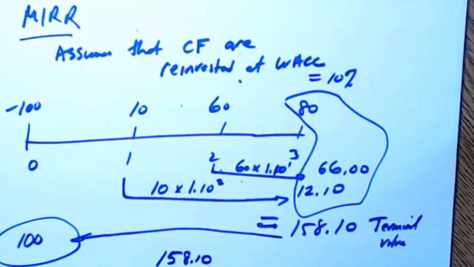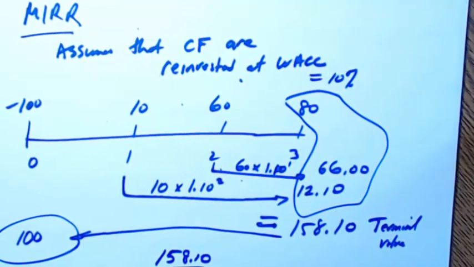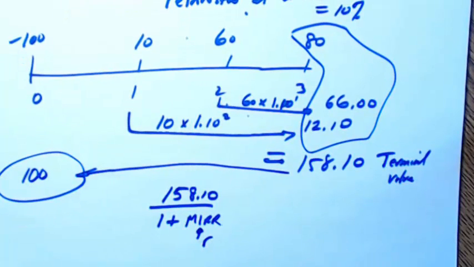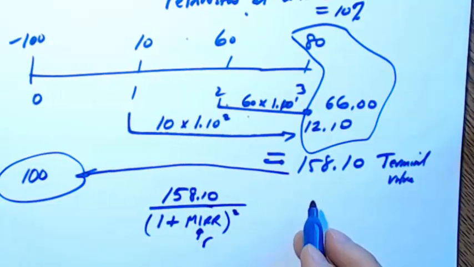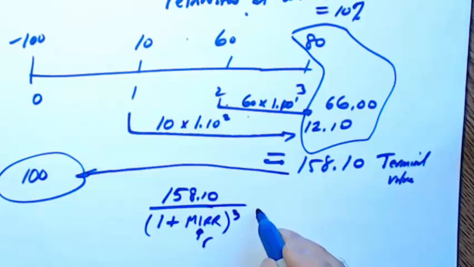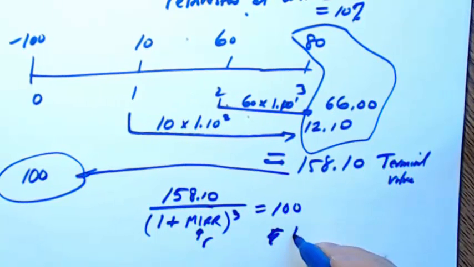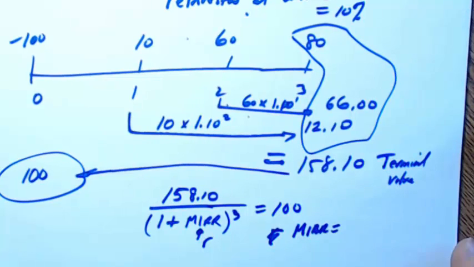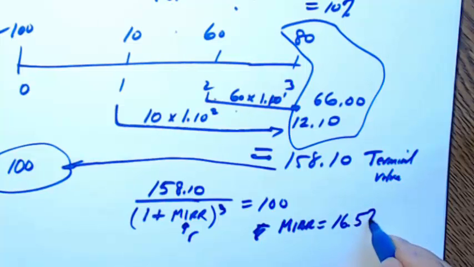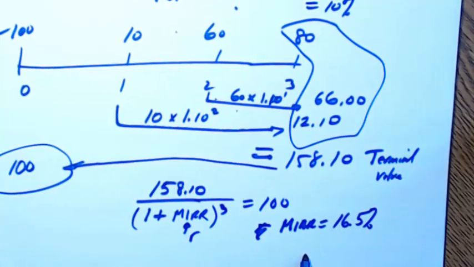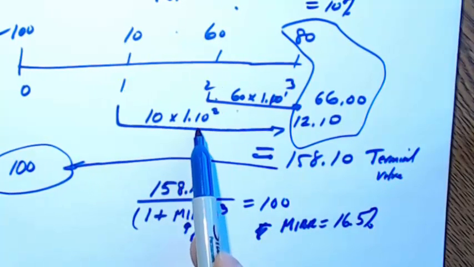I was using the concept of modified internal rate of return. Oops, 3 here, and that has to equal 100. What is the interest rate that gets us there? Well, it's the modified IRR, and that turns out to be, in this case, 16.5%.